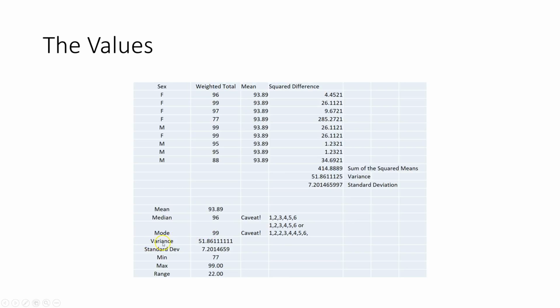Our variance, which you were asked to calculate, is the variance of the sample, and we'll talk later about why you would look at one that is sample and one that is population, but in this case we're looking at sample, and that came out to be 51.86111.